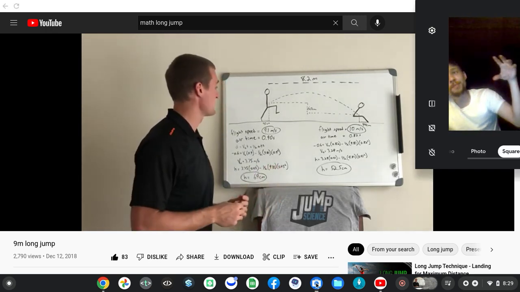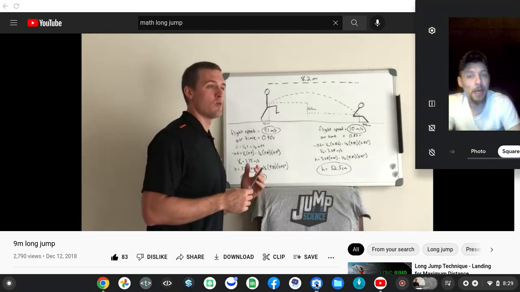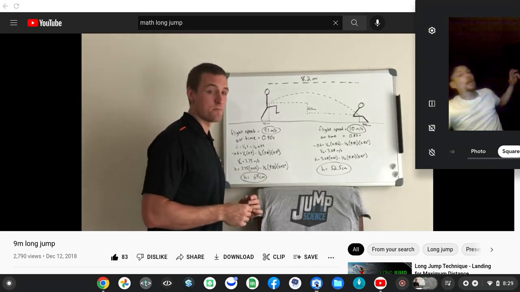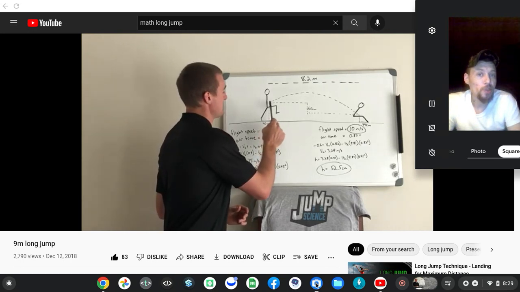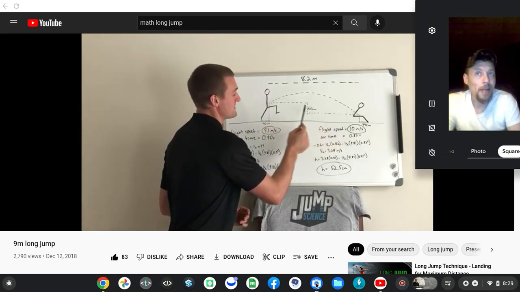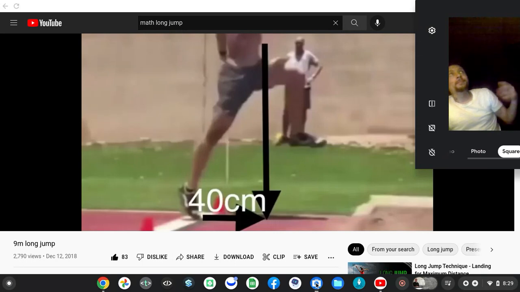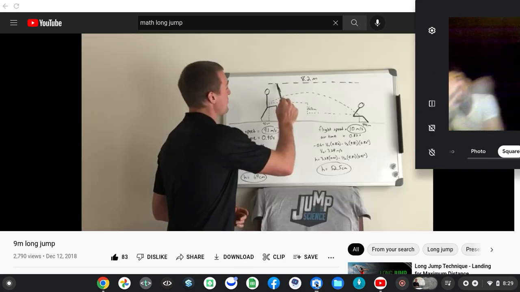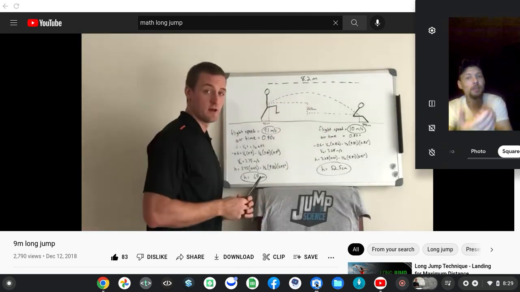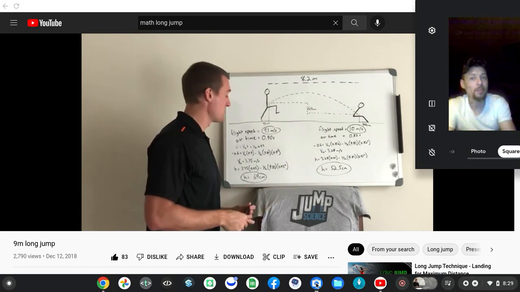Let's say we have a jumper who is 1.8 to 1.9 meters tall. First, the potential difference in height of the center of mass at takeoff and touchdown, where we're estimating linear takeoff distance to be 40 centimeters, and the landing distance to be 40 centimeters. So we need the center of mass to travel 8.2 meters during flight. Couple examples of how that could be accomplished.